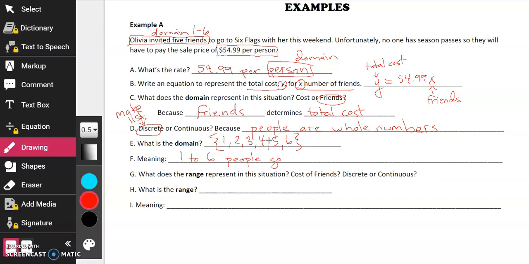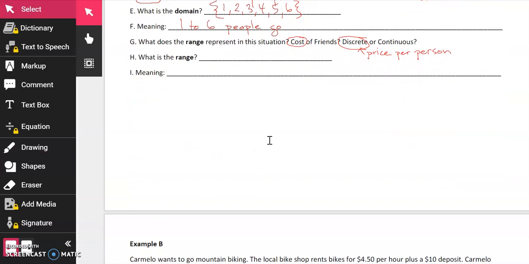The range then is the other thing that we're looking at. So we already talked about friends, so range has to be the cost. This is also going to be discrete because it's a price per person, right? So it's going to be distinct amounts, right? There's not a continuous flow of money there. So the range, we actually have to do some math to figure out.